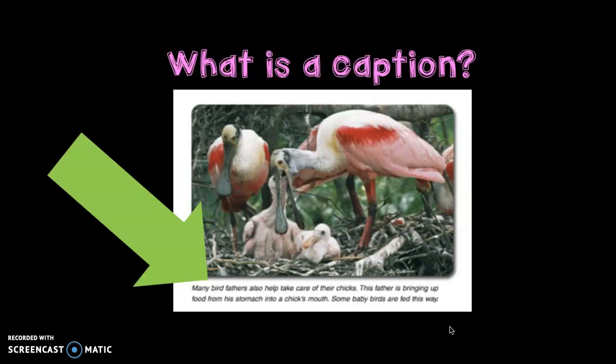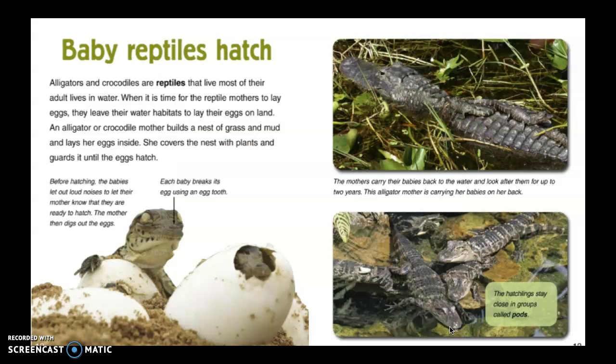So this caption told me that birds are fed with the father bringing food up from his stomach and spitting it into their mouth. That's interesting. I wouldn't have known that without reading my caption. So let's try and find some captions on this page. So we've got our words.